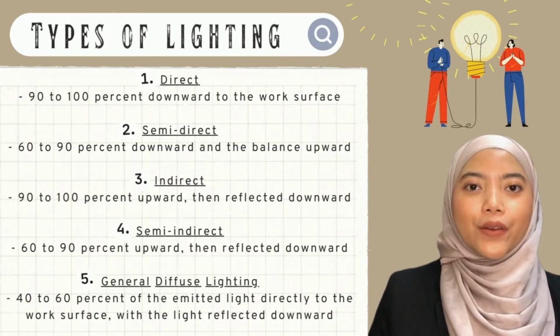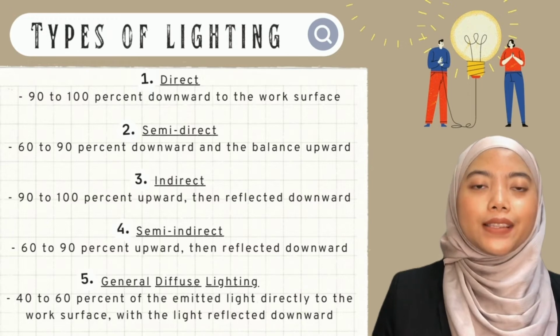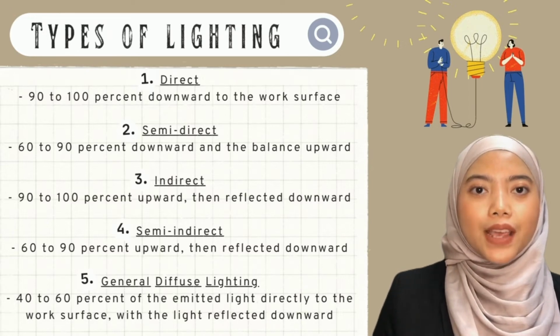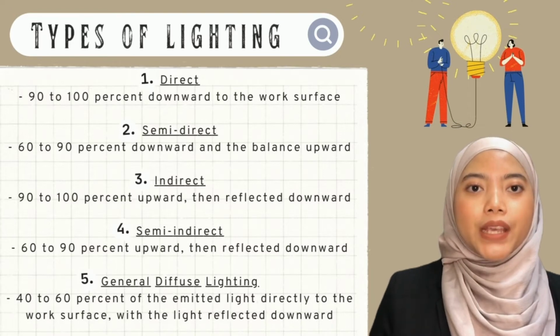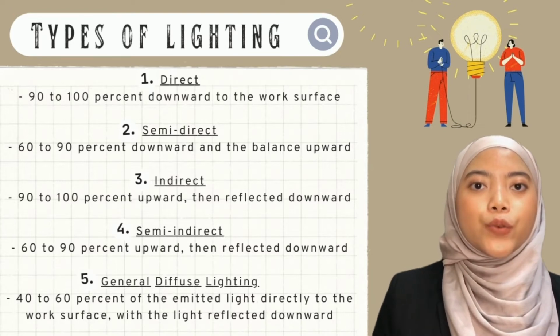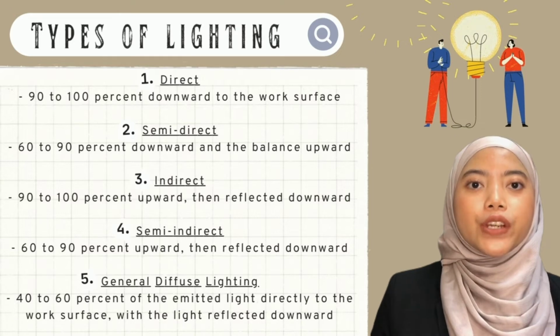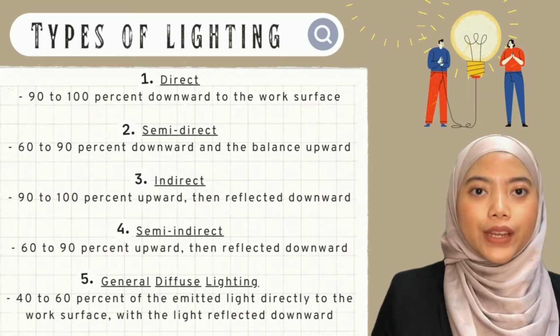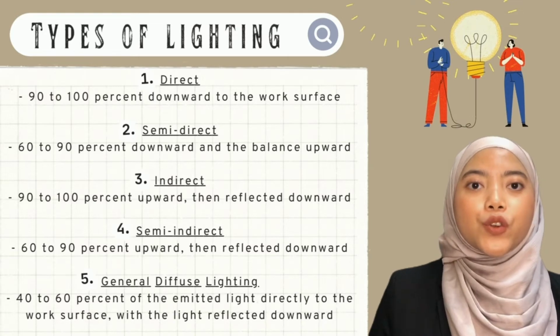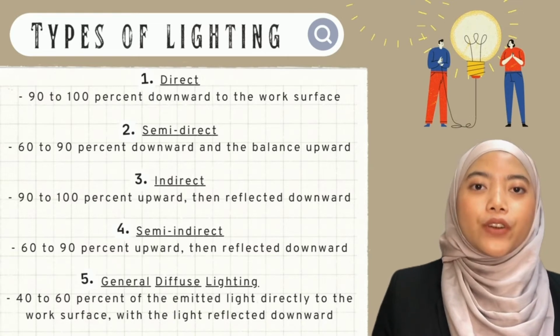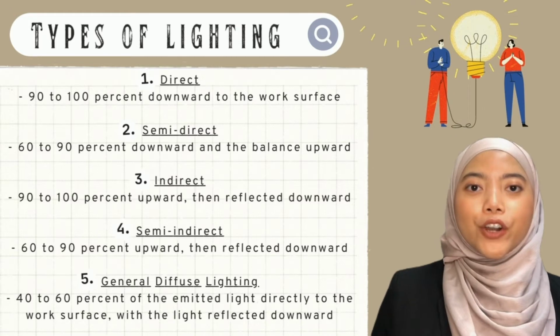Second, semi-direct. In a semi-direct lighting system, 60 to 90% of the emitted light goes downward and the balance upward. The remainder of the light is reflected toward the ceiling and the upper portion of the walls. In addition, semi-direct lighting is also employed in applications where strong light is not necessary, for example, in stairways, corridors, and storage areas.